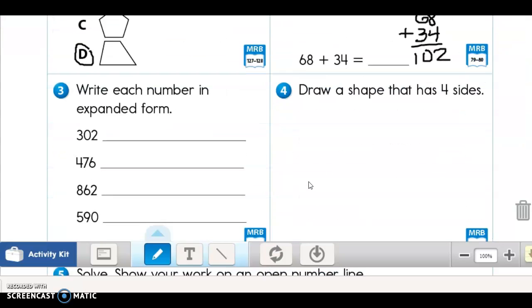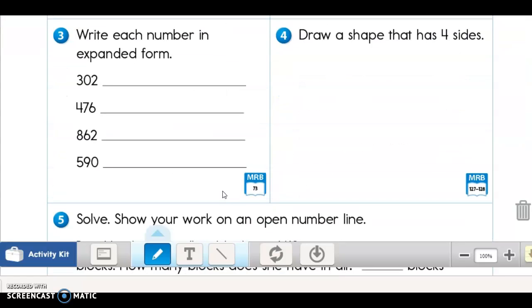And then I'm going to scroll down and go to question 3. Question 3 says write each number in expanded form. So we're stretching our numbers apart into hundreds, tens, and ones. 302, 3 happens to be in the hundreds place, so I'm going to go 300 plus, and 0 is in the tens place. I could write 0 tens, or I could leave it without. I'm just going to include it today. Plus 2.